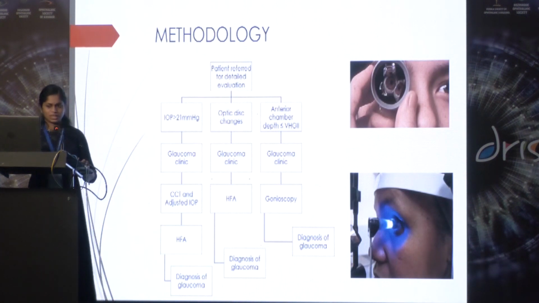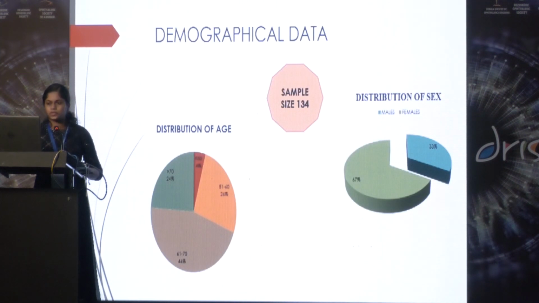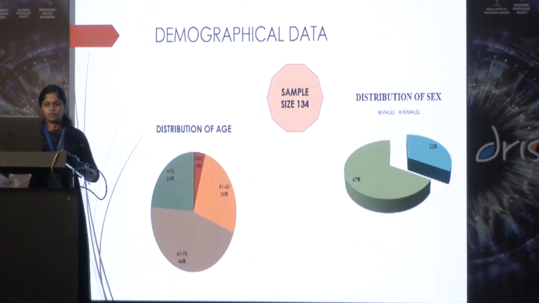So my methodology was very simple. The patients who were referred for detailed evaluation, whenever indicated, were evaluated in detail by a glaucoma specialist, and a diagnosis of glaucoma was confirmed by HFA 24-2 and OCT-RNFL. Moving to the results, I could collect a sample of 134.